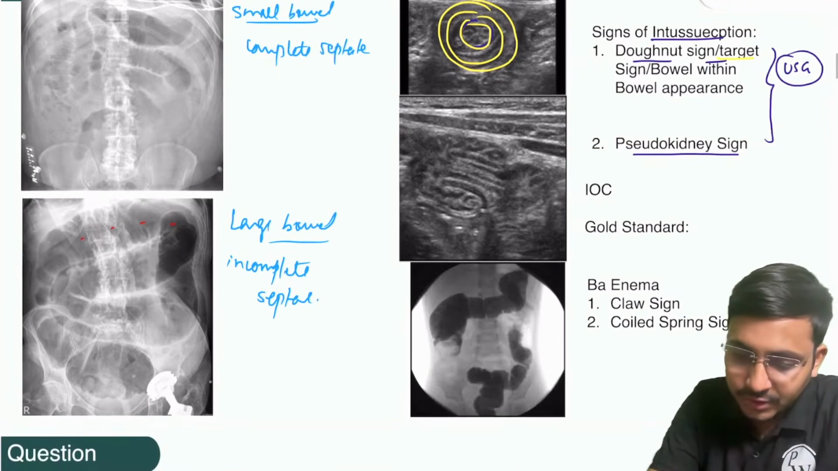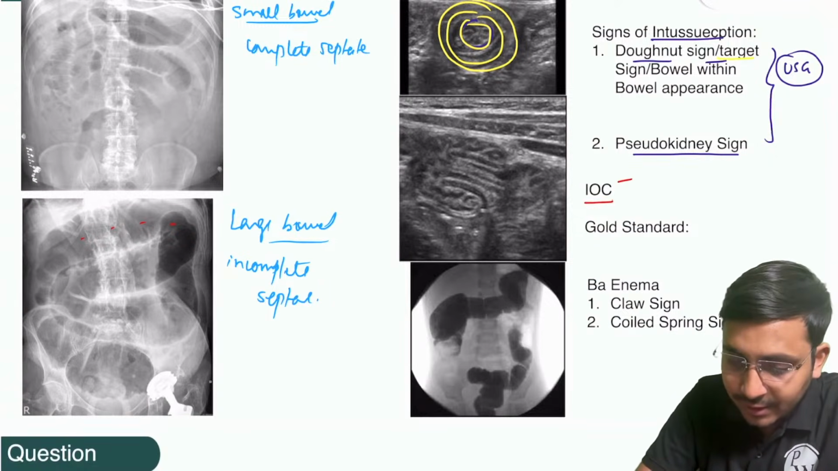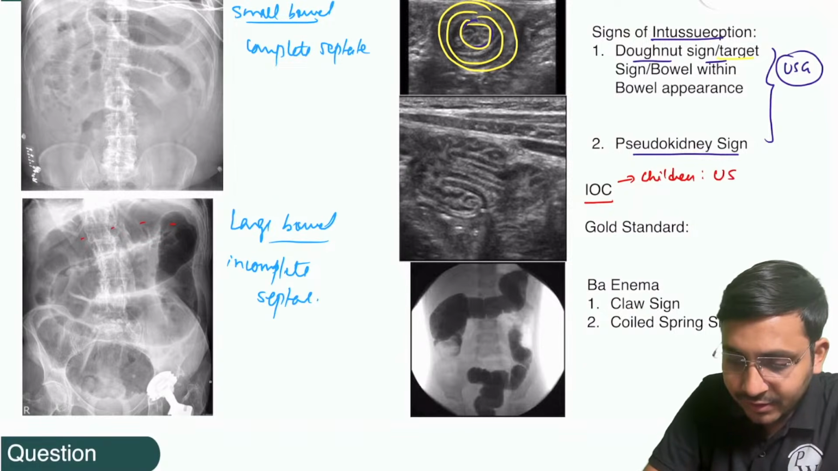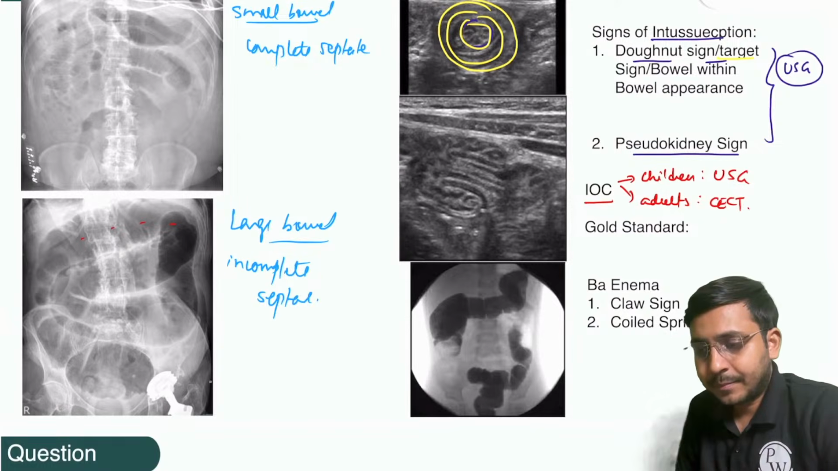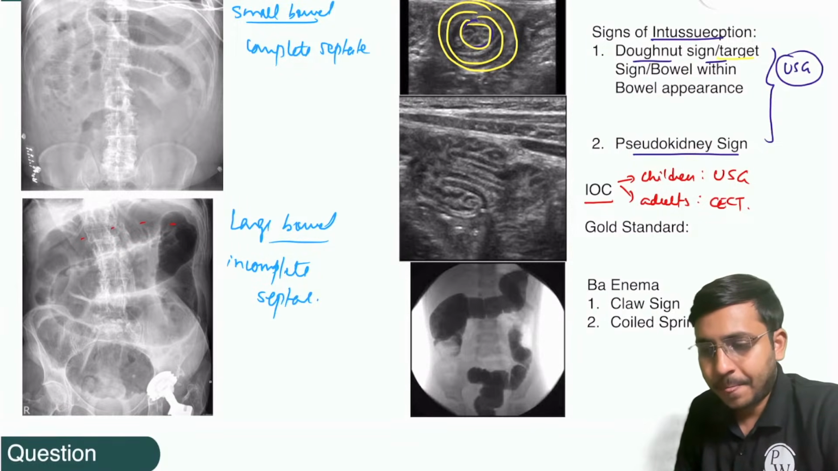So next question comes, which is the investigation of choice. So for children, the investigation of choice is ultrasound, and if you're asked adults, investigation of choice is CECT.